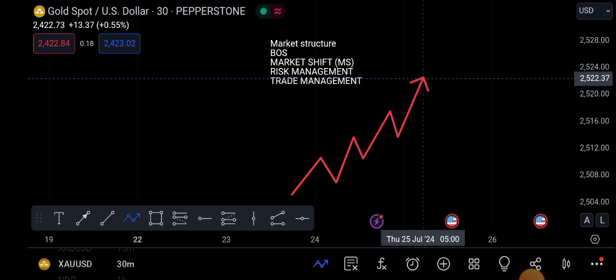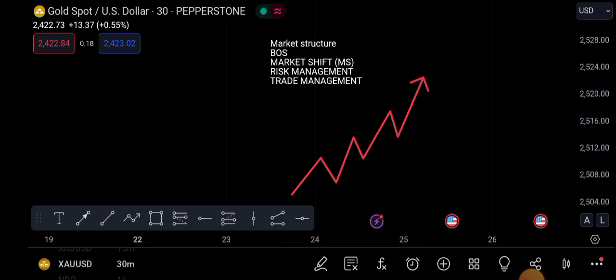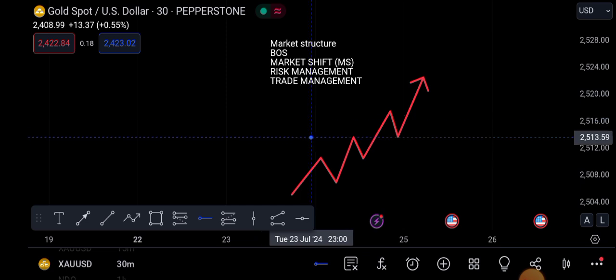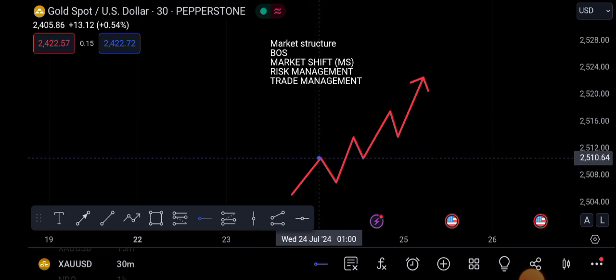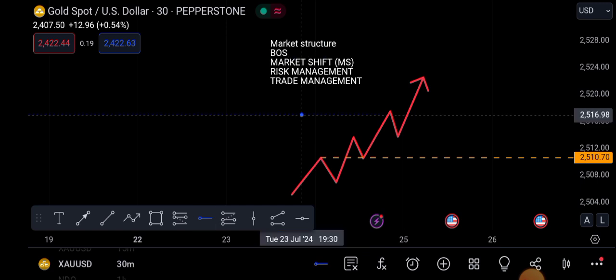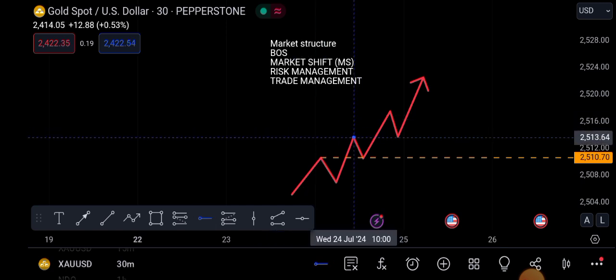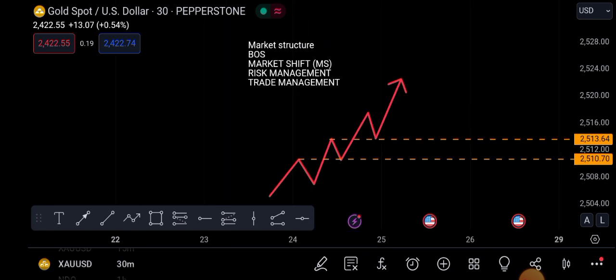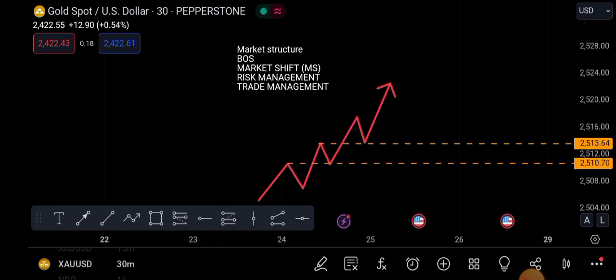Then what is market structure now? Whenever a market is in an uptrend, there is something we call a bullish order flow. So how do you identify a break of structure? A break of structure is whenever the market makes a new high. You can see, over here we have another break of structure. If you continue this range in an uptrend, it is a continuous range where the market is making a higher high, higher low, higher high, higher low.